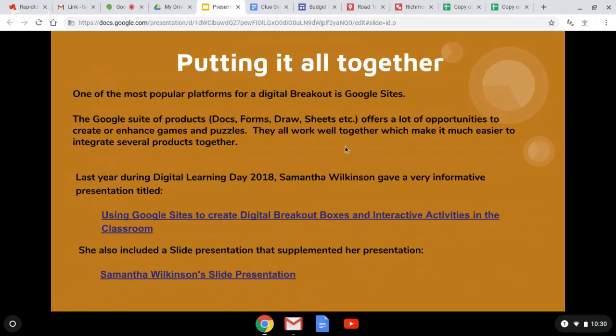Putting everything together. We really like Google Sites. It is not the only platform that you have to use. When we first started, we used Discovery Education. They had boards on there that you could put things on and use as a landing page. But now we pretty much always use Google Sites. All the Google products work really well with it. You don't end up with conflicts, things not working or loading right.